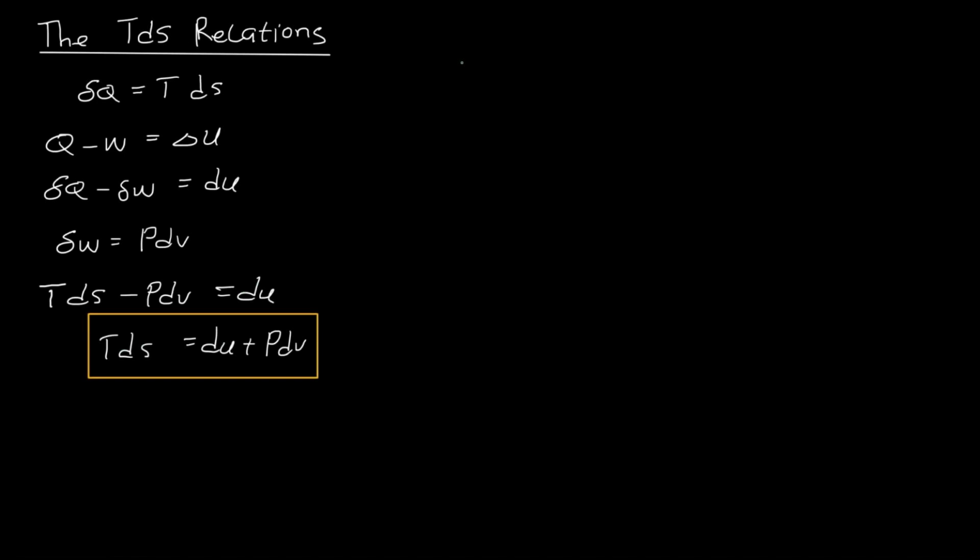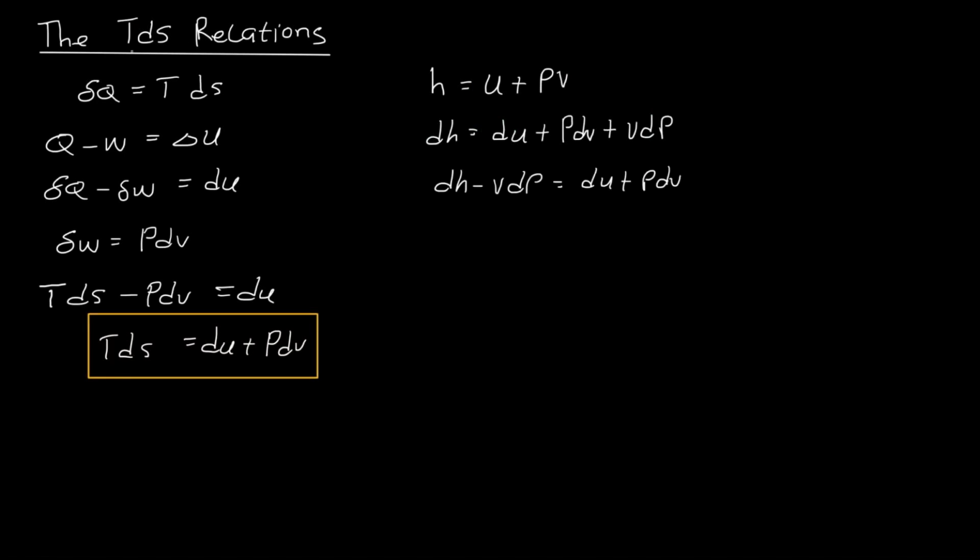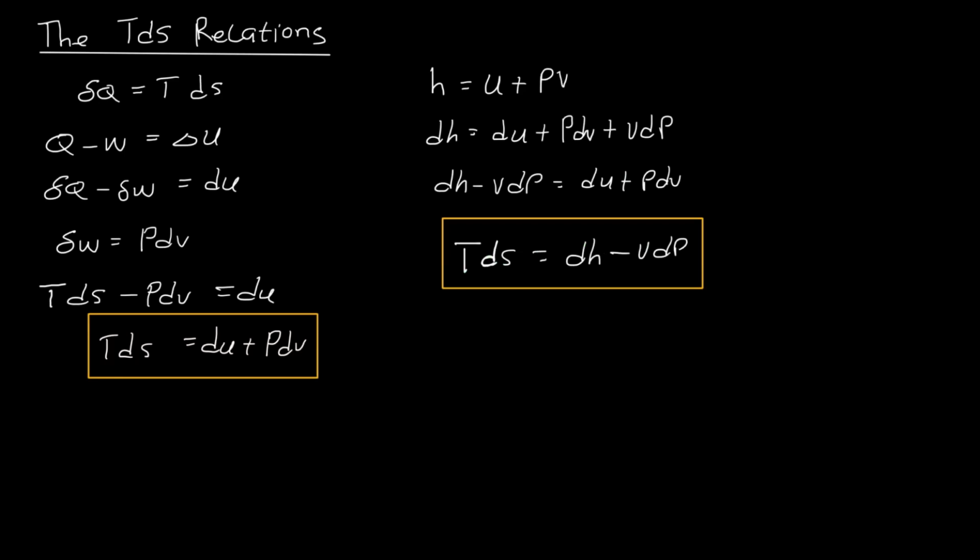Also, recall the differential form of enthalpy. dH equals du plus pdv plus vdp. So dH minus vdp equals du plus pdv. And so we can write TdS equals dH minus vdp. Both of these equations are very useful since they relate entropy changes of a system to the changes in other properties.